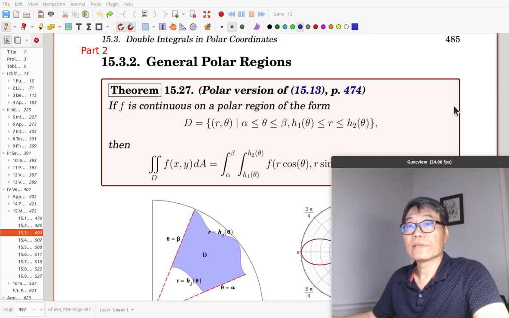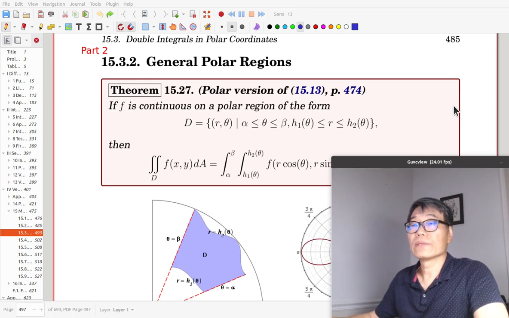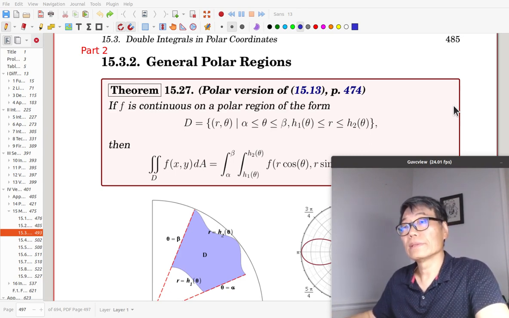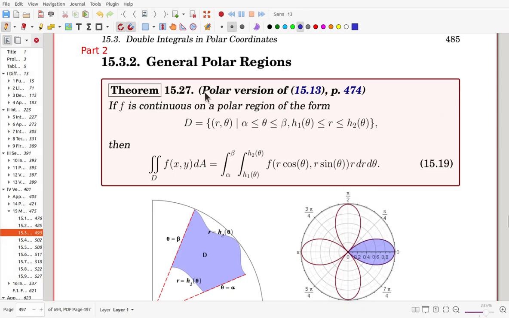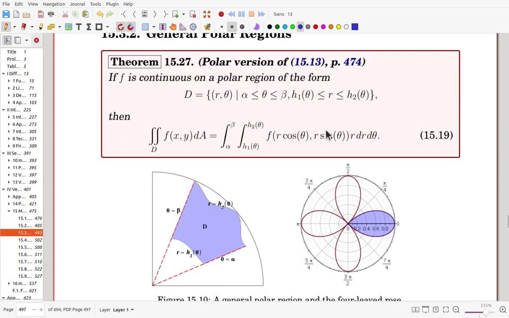In the first part of the section, we studied double integrals in polar rectangles. This second part will deal with general polar regions. Let's see the theorem. f is continuous on a polar region of the form D, where the angle theta is from alpha to beta, and for each angle, r is from h1 to h2.